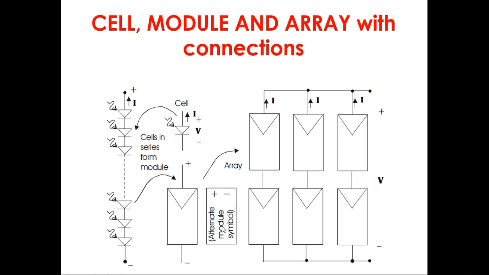This is the alternative symbol of the PV module, and this is the parallel combination of series connected modules. How can we give it a technical meaning? Suppose one module generates 60 watt of power at standard test condition, that is at 1000 watt per meter square and 25 degrees centigrade. You may see my other videos to understand this in detail.